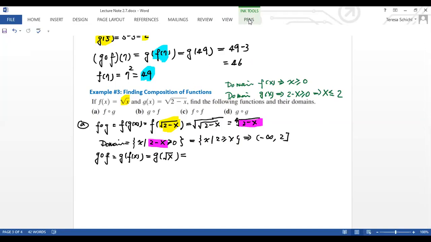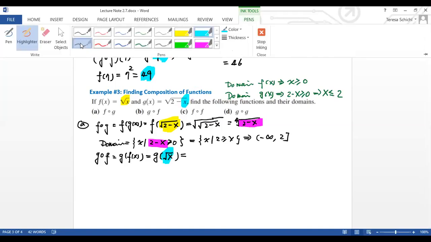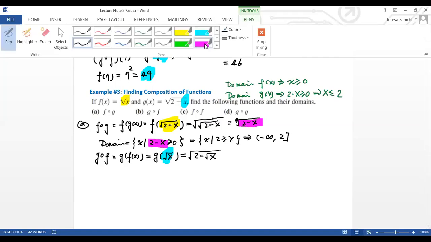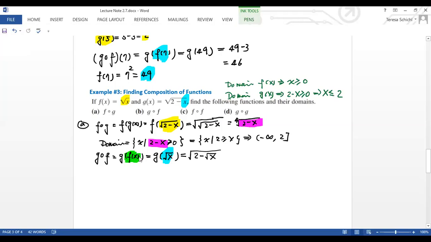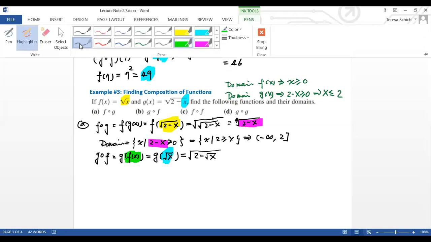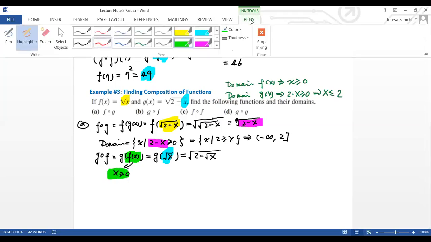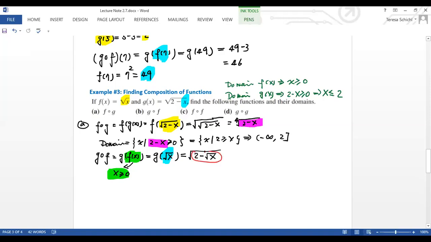Now you plug these back into g of x here. So this will be equal to the square root of 2 minus the square root of x. Now the first condition: look here, f of x is here, right? What is the domain here? We said the domain is x greater than or equal to 0. This is my first condition. But I also need to satisfy my second condition.